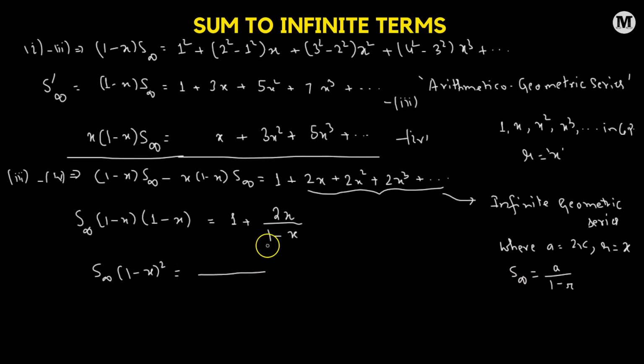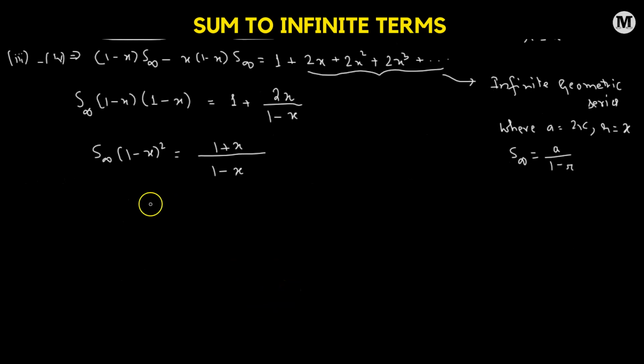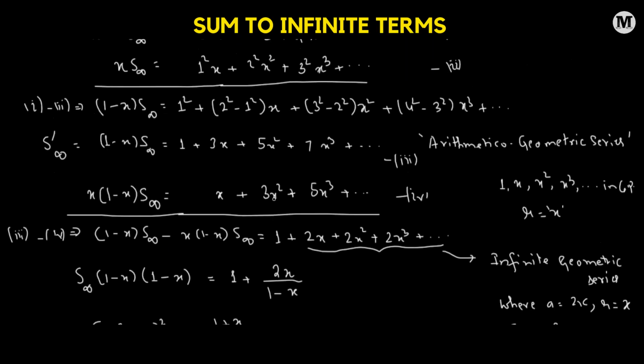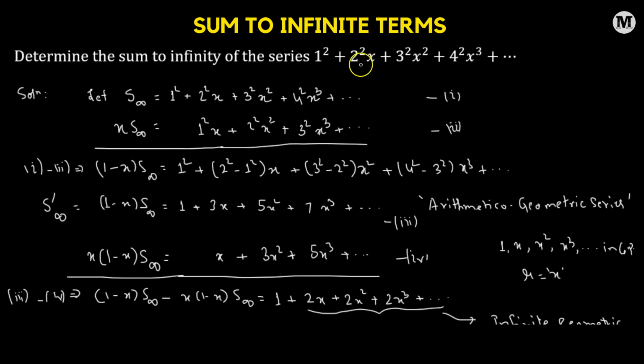This will be equal to, we can combine these two terms, we have 1 minus x. So in the numerator we have 1 minus x added to 2x, that gives us 1 plus x. So finally we can obtain the sum up to the infinite terms. Now this is going to give us 1 plus x whole divided by 1 minus x whole cube. So this is going to be the sum to infinite terms of the given series 1 squared plus 2 squared times x plus 3 squared times x squared plus 4 squared times x cubed and so on.